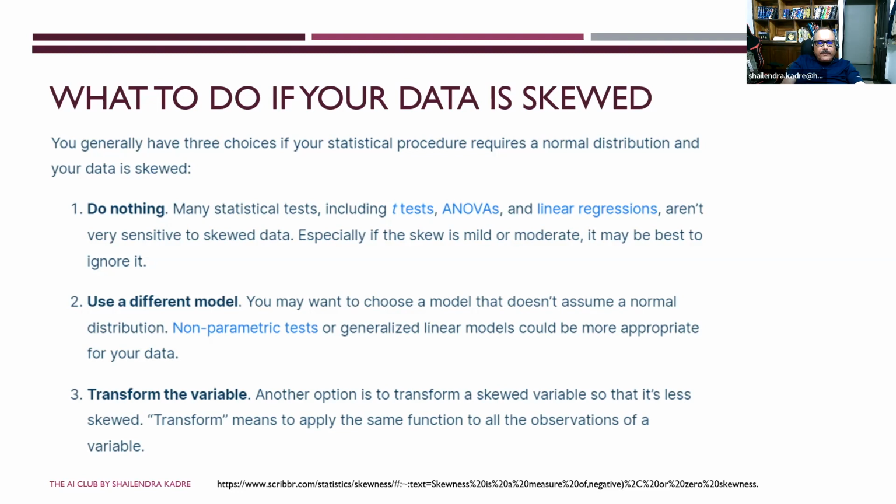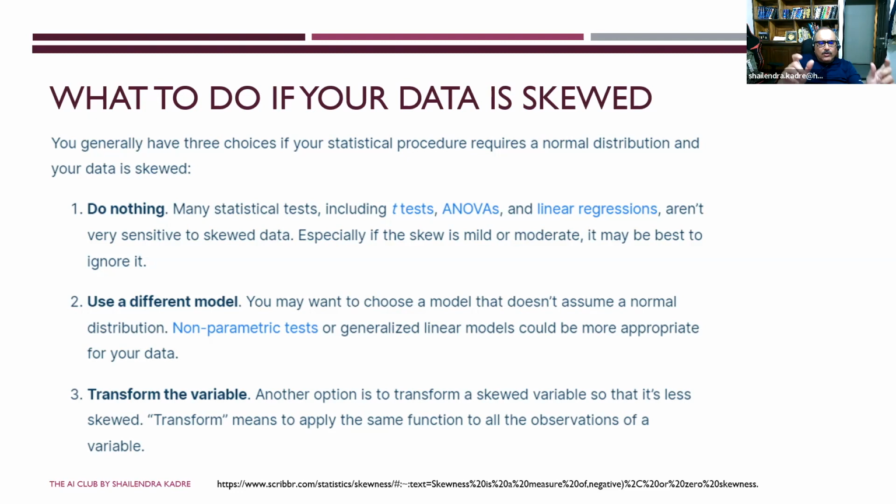Especially if skewness is mild or moderate. So you should bother if your skewness is between 0.5 to 1 or -0.5 to -1 Pearson coefficient. That's what you should bother. If skewness is mild or moderate, you can still go ahead with this test. But if your skewness is very heavy, like if the skewness coefficient is below -1 or above +1, then you are worried. Then you are in trouble.